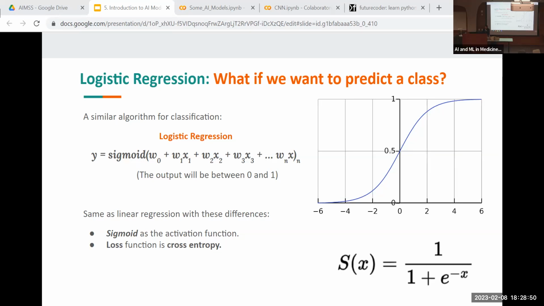So again, the idea is the same. We just use an activation function that clips our data between the values that we want as the output for our model.